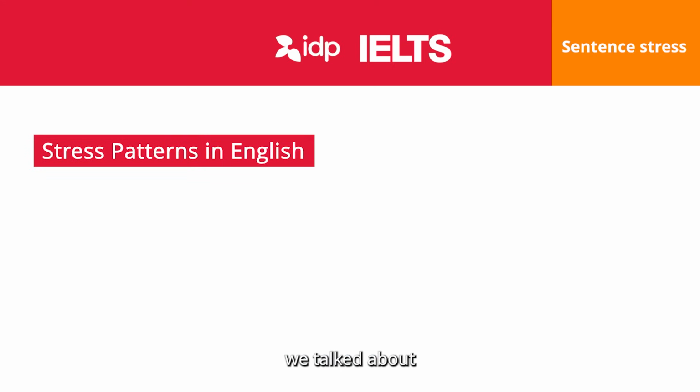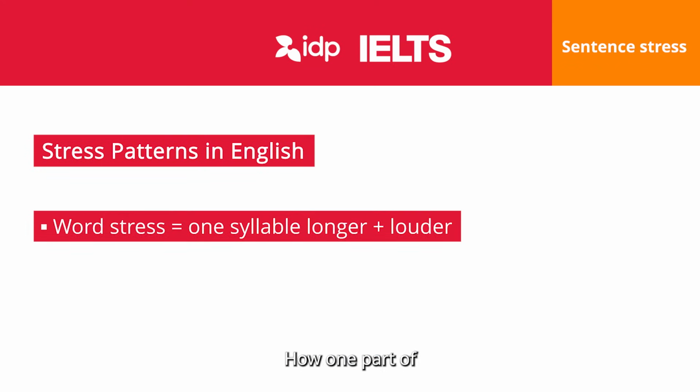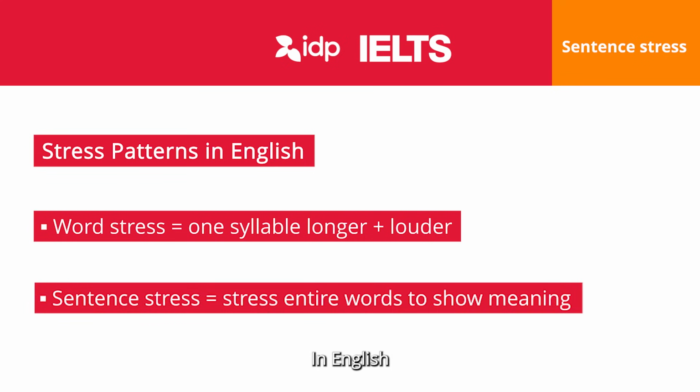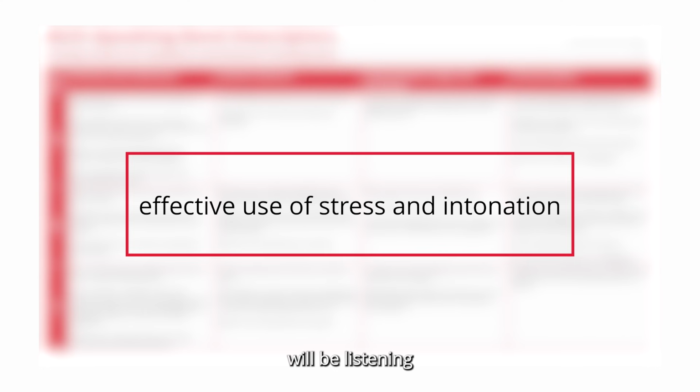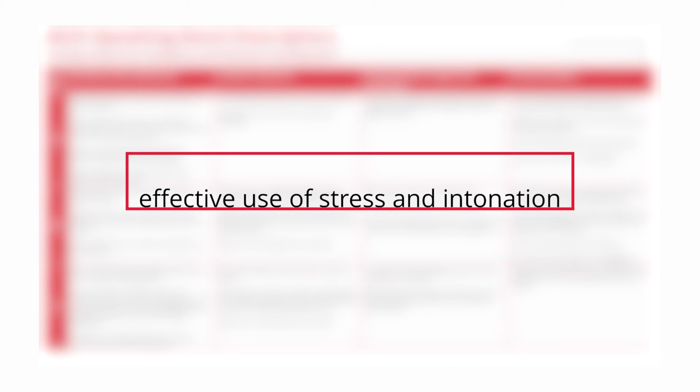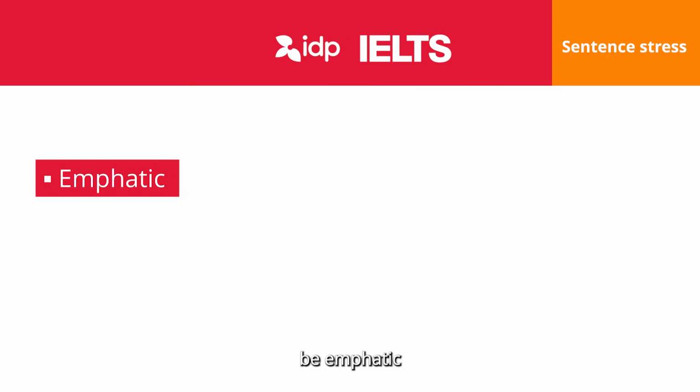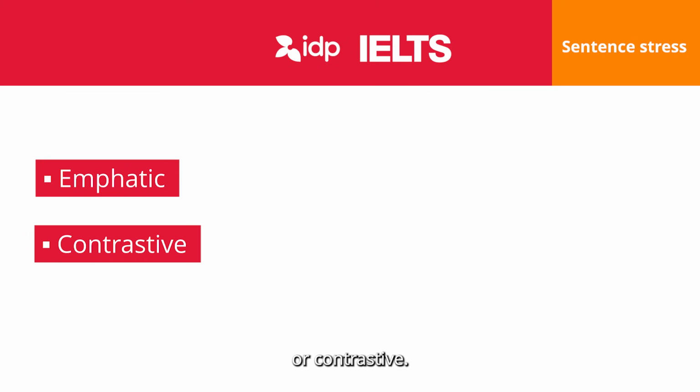In video 3, we talked about word stress, how one part of a word is pronounced longer and louder than other parts. In English, we also stress entire words and sentences to help show meaning. In the IELTS speaking test, the examiner will be listening to how well you use stress and intonation when you speak. Sentence stress can be emphatic or contrastive.